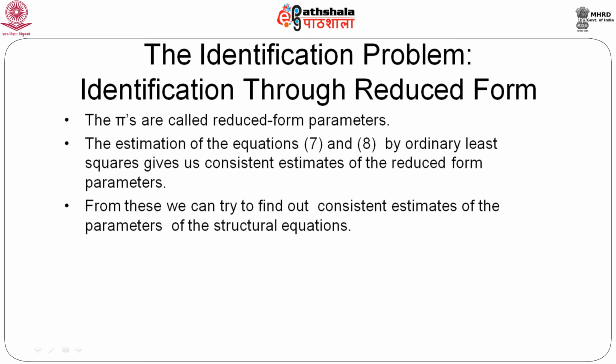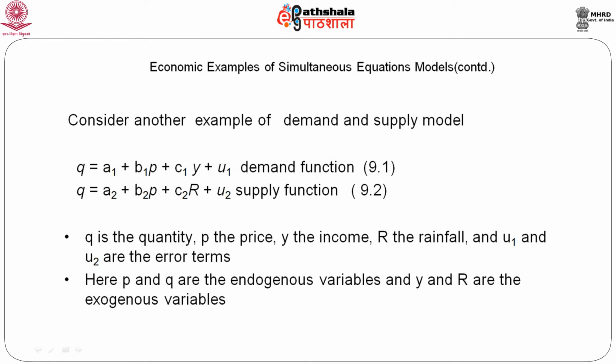Take another example. Quantity demanded is a function of price and income, and similarly quantity supplied is a function of price and rainfall. In the present example, you are taking quantity demanded as a linear function of price and income, and similarly quantity supplied as a linear function of price and rainfall. Here price and quantity are endogenous variables and income and rainfall are the exogenous variables.